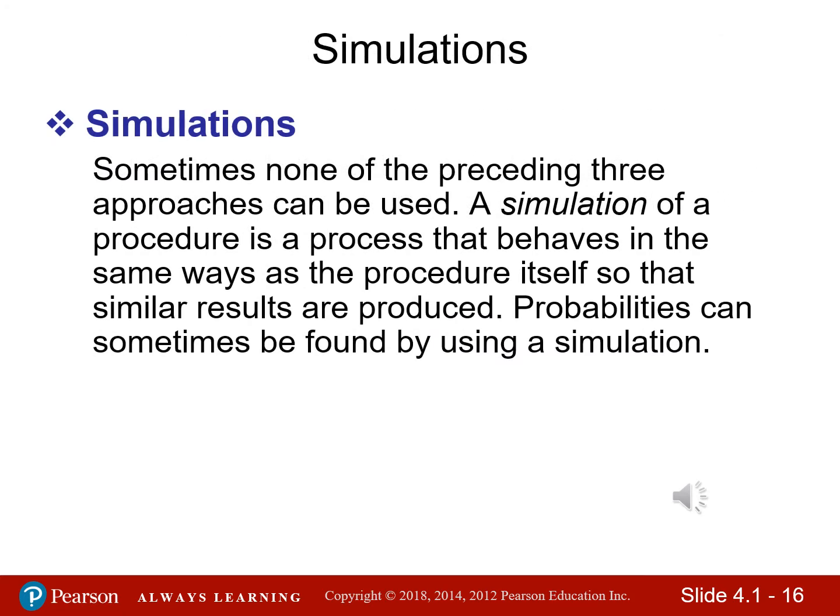Sometimes none of the preceding approaches can be used. A simulation of a procedure is a process that behaves in the same way as the procedure itself so that similar results are produced. Probabilities can sometimes be found using a simulation. A simulation is a recreation of a real-world process in a controlled environment. An example of a simulation would be to see how many times heads comes up when you flip a coin 50 times.